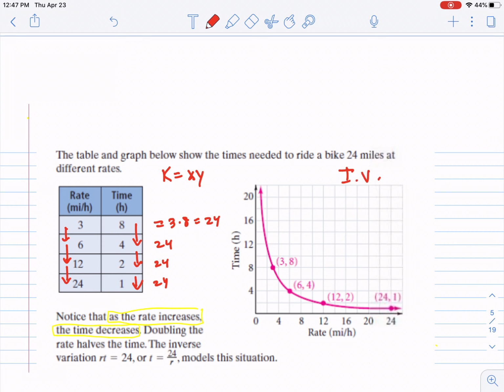Okay, remember in an inverse variation, y is equal to k divided by x. So the equation for this would be, well, I just figured out my k is 24. It would be y equals 24 divided by x. Okay, that would be my equation.